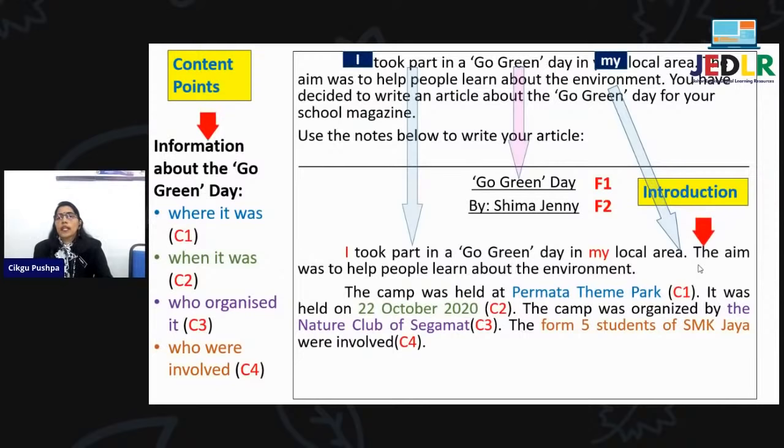The camp was held at Permata Theme Park. It was held on October 2020. You don't have to write 22nd, yeah? It is accepted. You don't have to write 22 and then ND. It is still accepted. The camp was organized by the Nature Club of Segamat. The Form 5 students of SMK Jaya were involved.